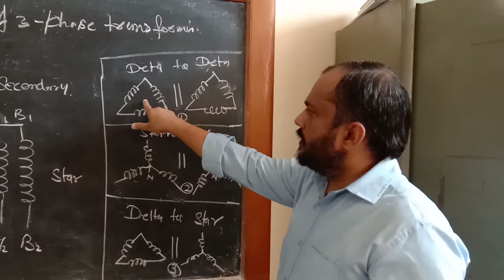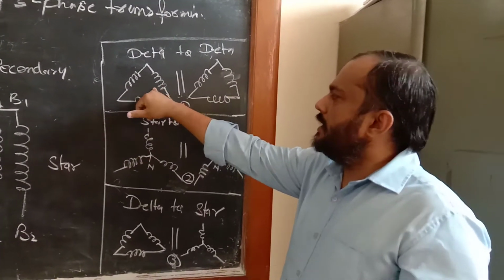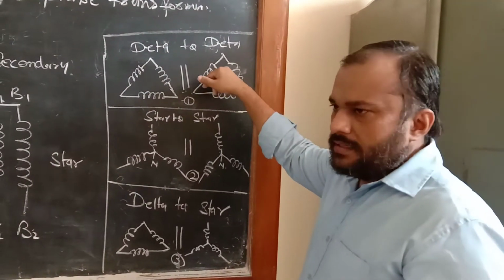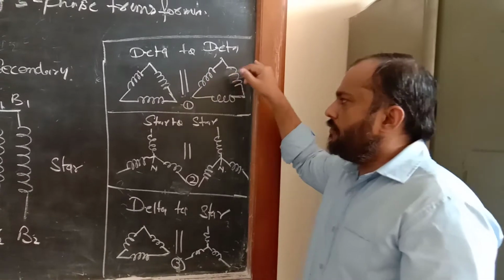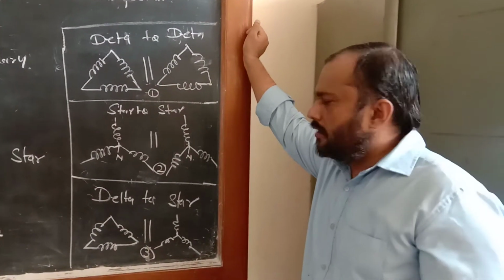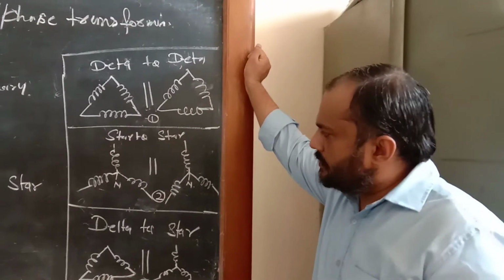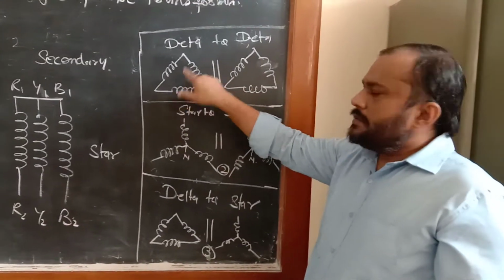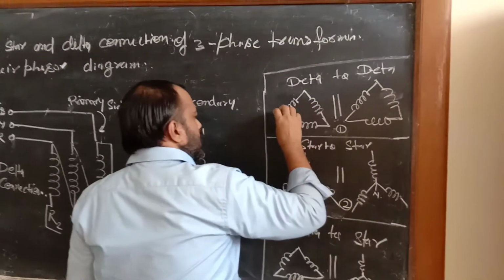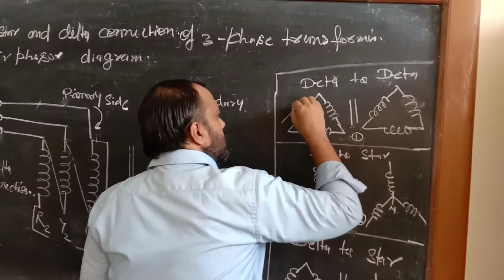The first configuration is one in which the three windings are connected in delta on the primary side and in delta on the secondary side. This configuration is known as delta-delta, the delta-to-delta configuration of a three-phase transformer. In this configuration, we can measure the voltage across the coil.